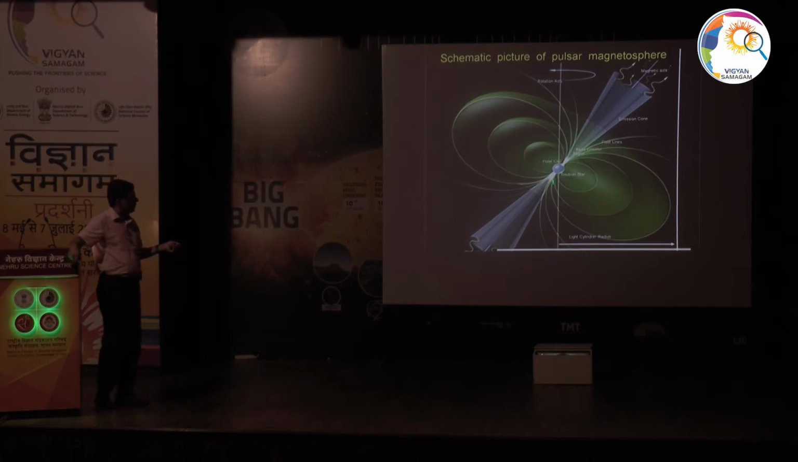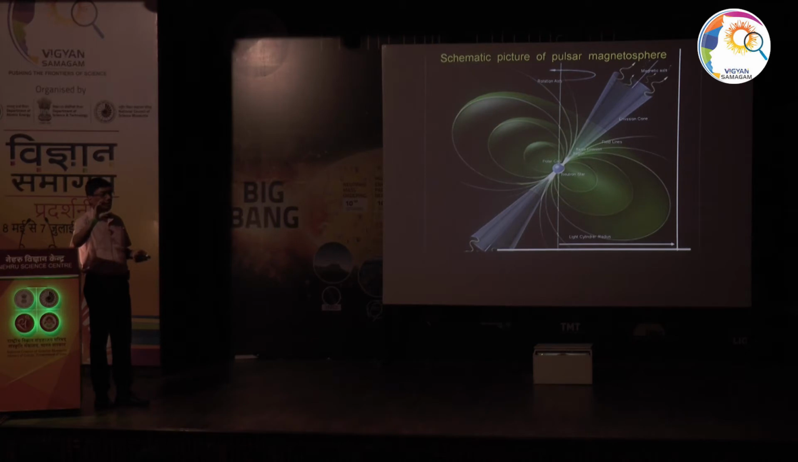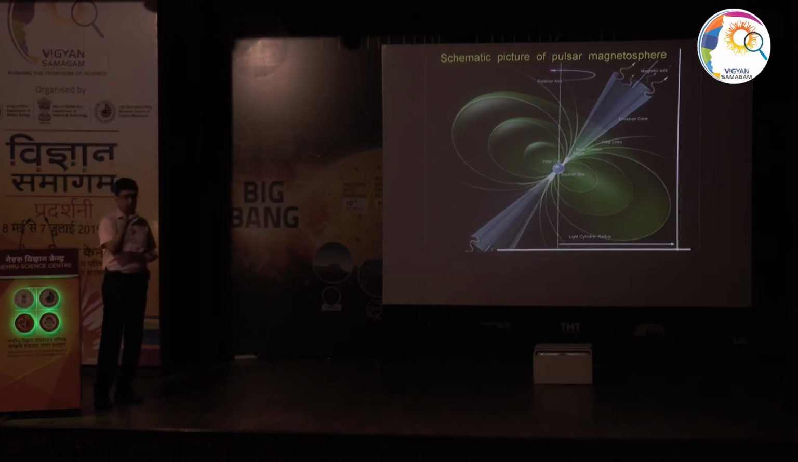So when you spin a 10 kilometer size ball at a millisecond rate, you know that V equal to r omega. V is just the velocity at which it is rotating at any distance r. You know omega, the rate at which it is going around. So you can ask at what distance from the neutron star this speed of rotation would become equal to the speed of light. You say, is that possible?